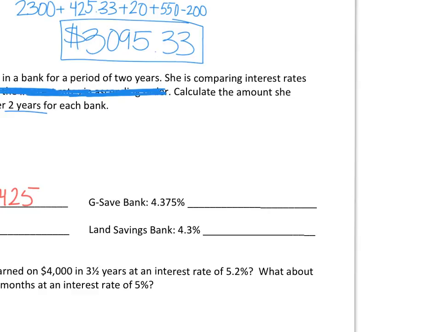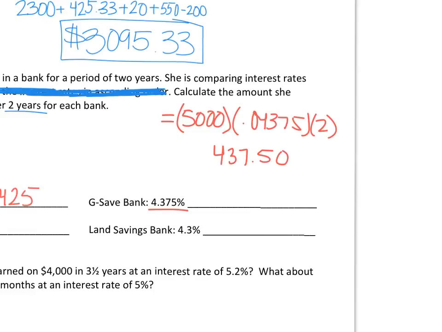Now we could do the same thing over here for G Save Bank, and we use I equals PRT, so same principal of 5,000. The rate, though, now is 4.375. So divide by 100, you get 0.04375 in the same 2 years. If you multiply that out, you do get $437.50, which added to the original 5,000 is $5,437.50. So you can see that there are differences in these accounts.